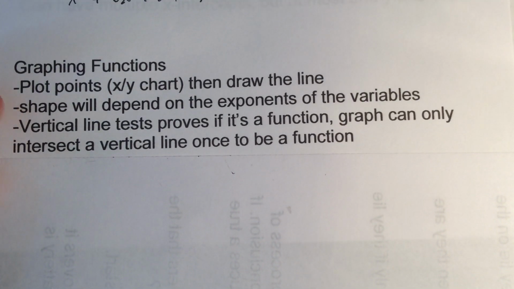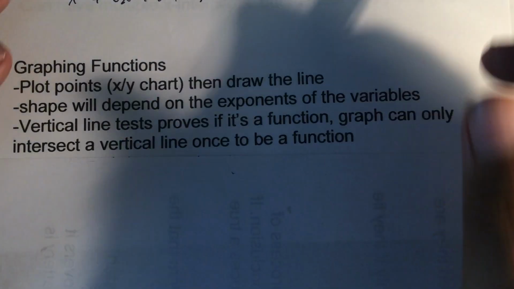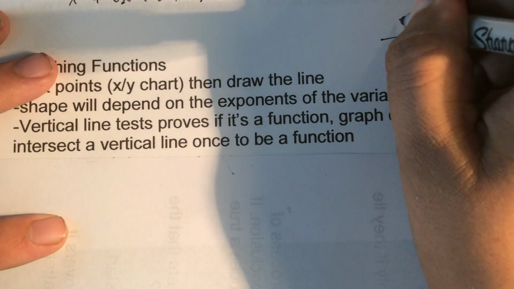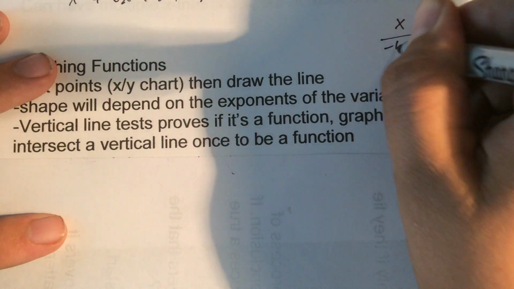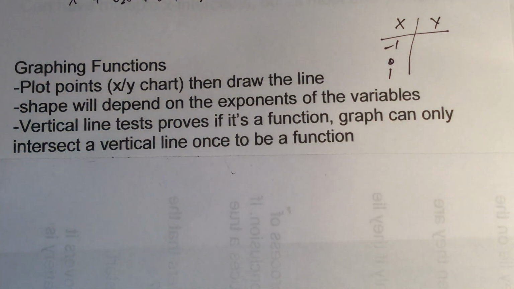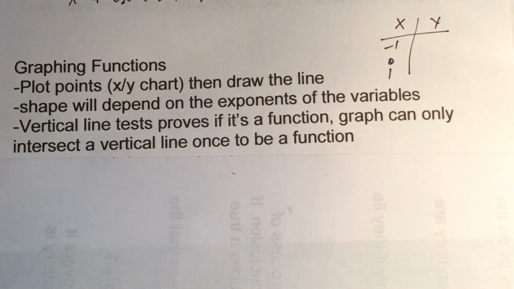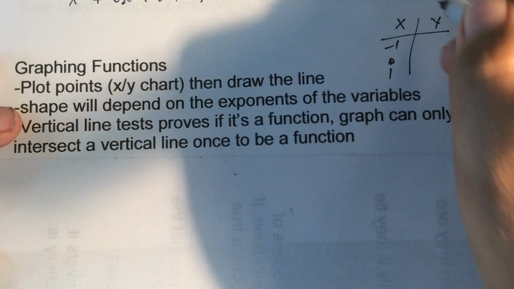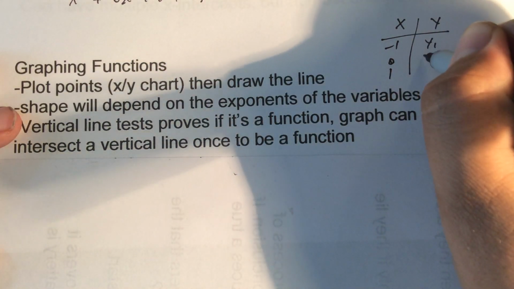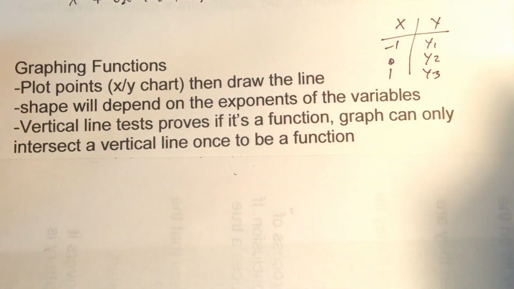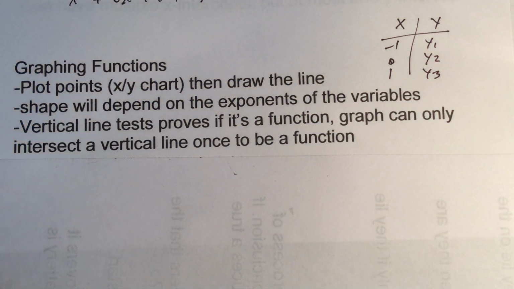Now, when it comes to graphing functions, you want to use an XY chart and then draw that line. So XY chart, again, is when we do X, Y, and then we pick, say, 3 X's. Typically, these are going to be your better 3 to use. They're the smallest numbers you can use in doing these. And then whatever you get out, that makes your ordered pair. So that's where you can plot those points and then draw your line.